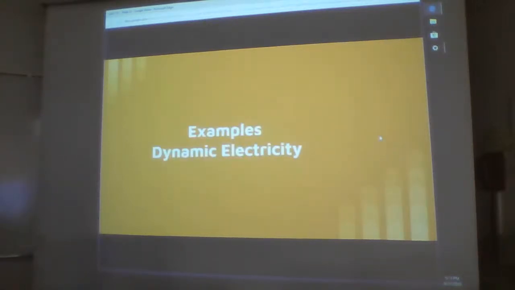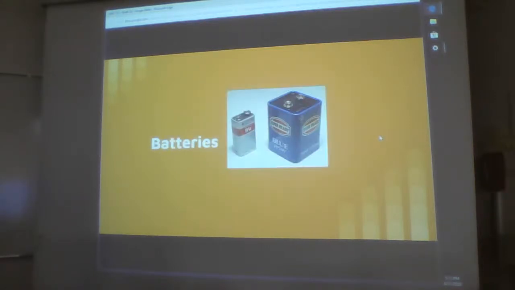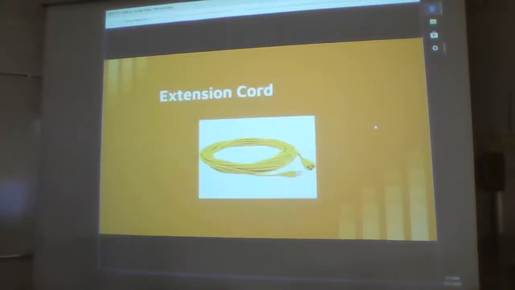So those are some examples of static electricity, some examples of dynamic electricity, batteries. In this class we'll be talking about batteries a lot more in the second portion of the semester. But batteries are an example of dynamic electricity. That's our power source. Our power source can carry a current flow to all the components that we need.